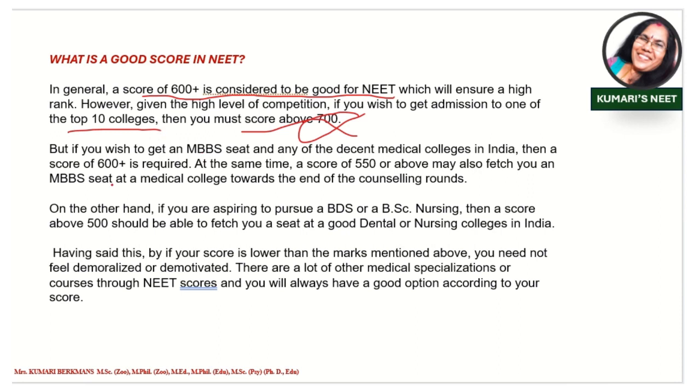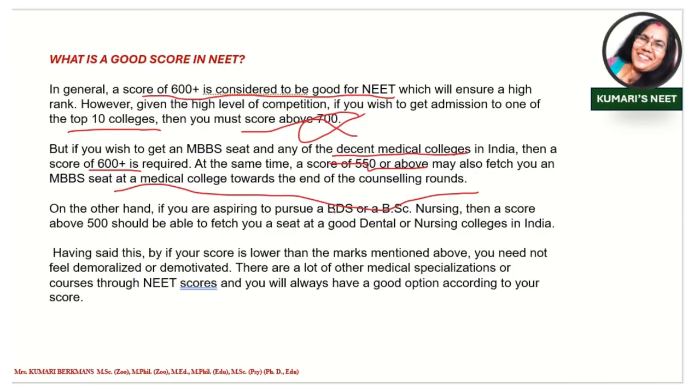And if you want to join a dental medical college, 600 plus is required. And 550 and above may fetch you a seat in the medical colleges at the end of the counseling. With 550, you will get a seat at the end of the counseling, but not first. If you take 600 plus you can get a seat, but with 700 you can select the college, one of the top 10 colleges.